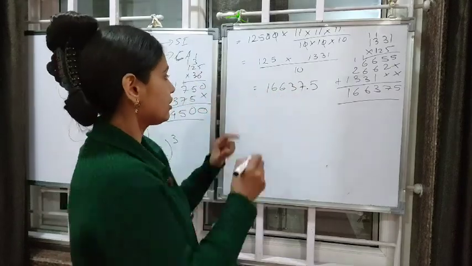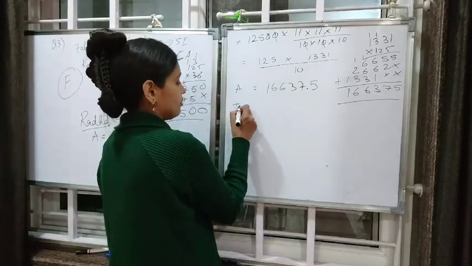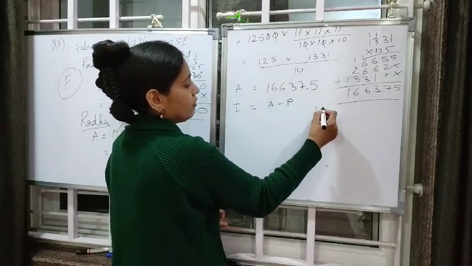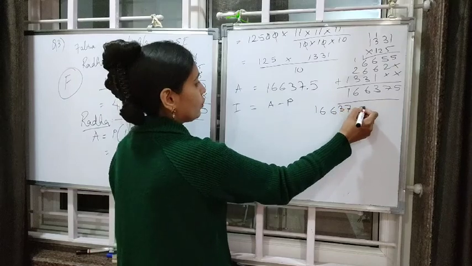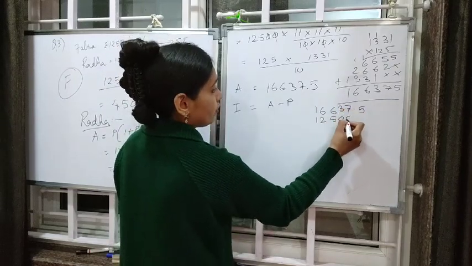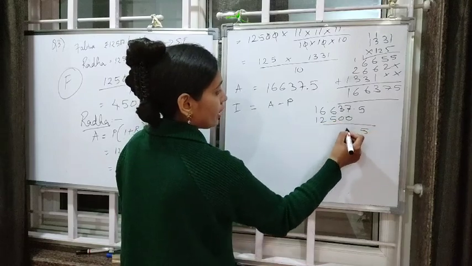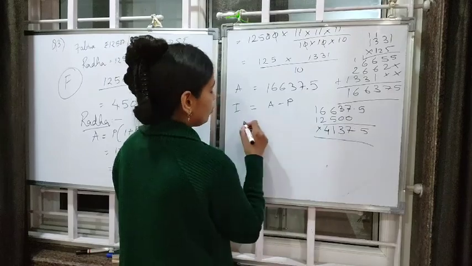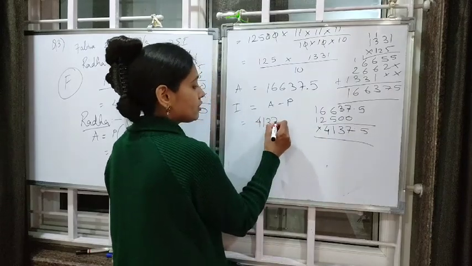Now children, this is the amount. Let's find out the interest. Interest is what? A minus P. What is A? 16637.5. And what is P? 12,500. So 5 remains 5, 7 remains 7, 3 remains 3, 1, 4. So she is paying 4137.5.